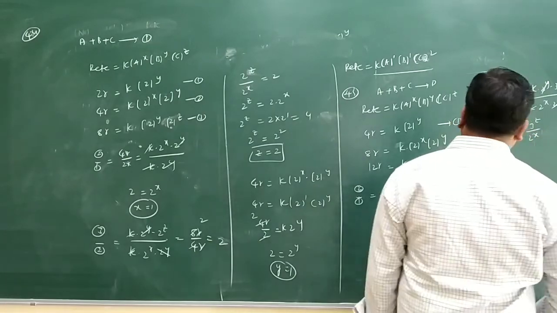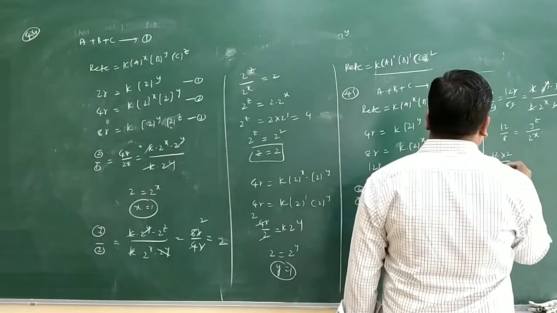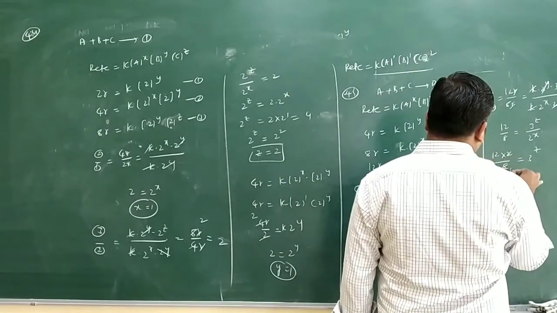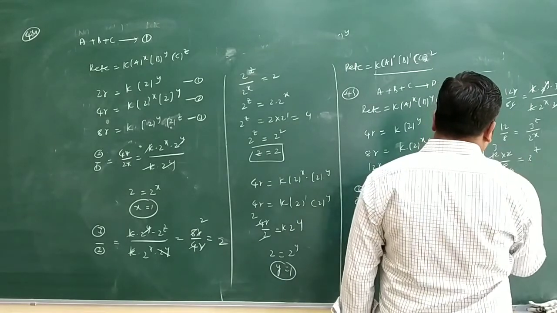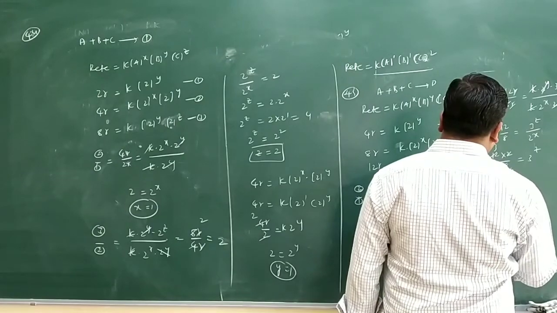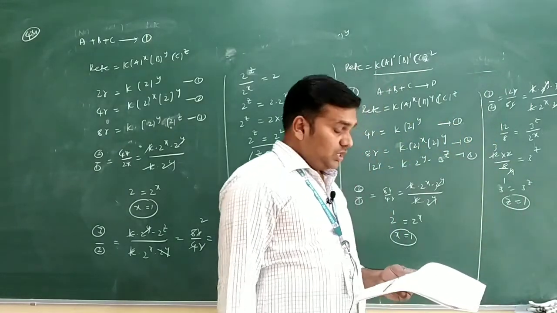The x value here is 1. 1 means you can write this as 12 into 2 by 8 is equal to 3 power z. Clear? So here 4 times, so here 3 times. So 3 power 1 is equal to 3 power z. So z is equal to 1 you got. Sorry, z is equal to 1.